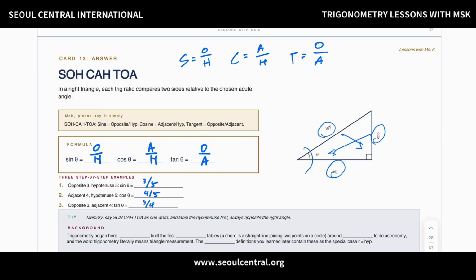And trigonometry began here because Hipparchus built the first chord table. A chord is just a straight line joining 2 points on a circle. Around 150 BC, before Common Era, to do astronomy. And the word trigonometry literally means triangle measurement. The unit circle definitions you learned later contain these as a special case, r equals hypotenuse.